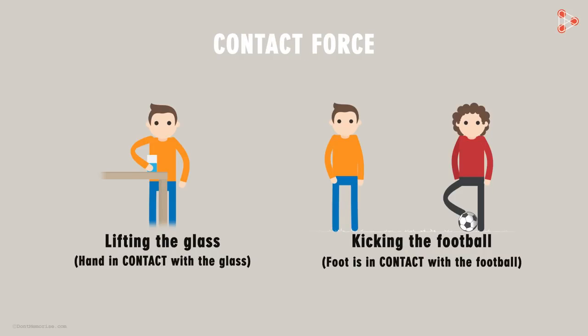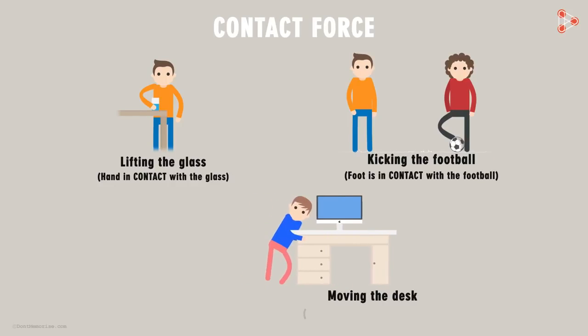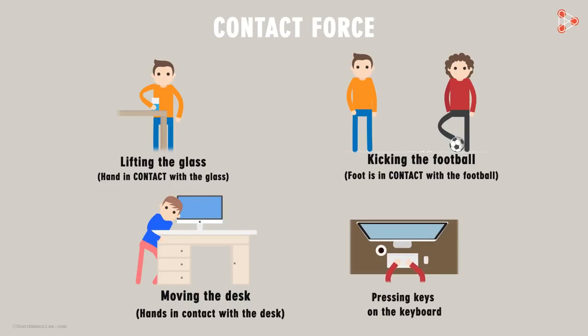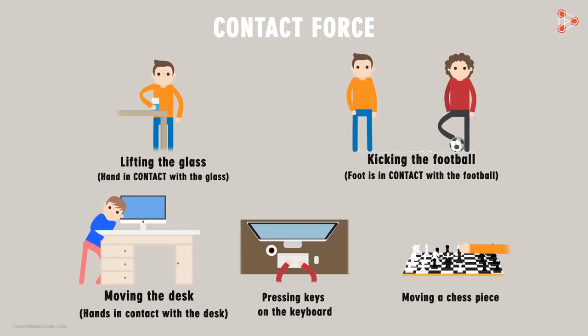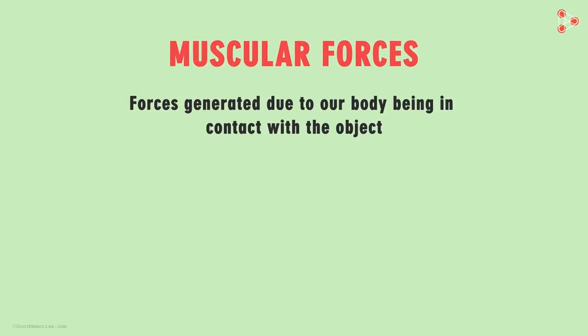Other examples of contact forces can be pushing or pulling the desk from one point to another point. Here our hands are in contact with the desk. Similarly, pressing the keys on the keyboard, moving a piece on chessboard are some of the other examples in which parts of our body are in contact with the objects and apply force on them. In all the examples that we've seen till now, it is the parts of the human body that are in contact with the objects. The forces generated due to our body being in contact with the object are called muscular forces. The muscles in our body expand and contract when we apply force on objects.